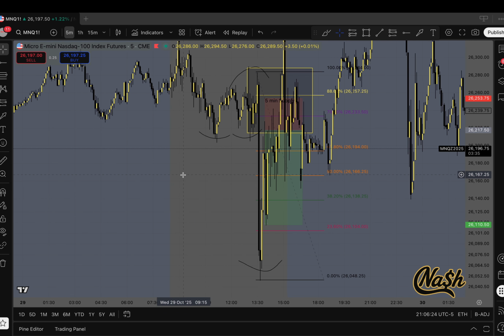I'm about to show y'all that the same trade I took today, the same confluences I had today, I literally had it on NASDAQ yesterday. It's literally the same thing.